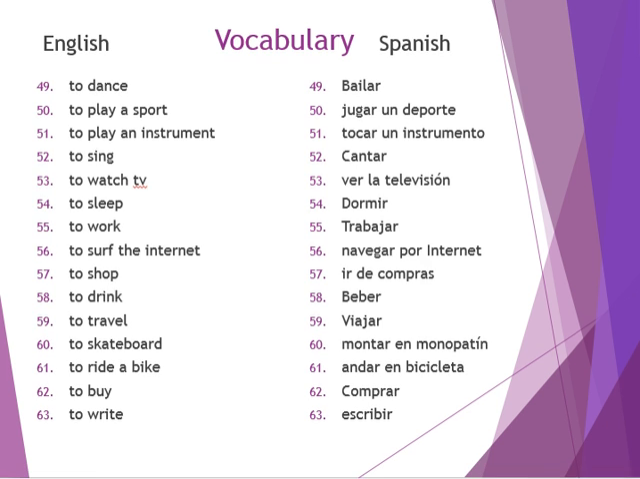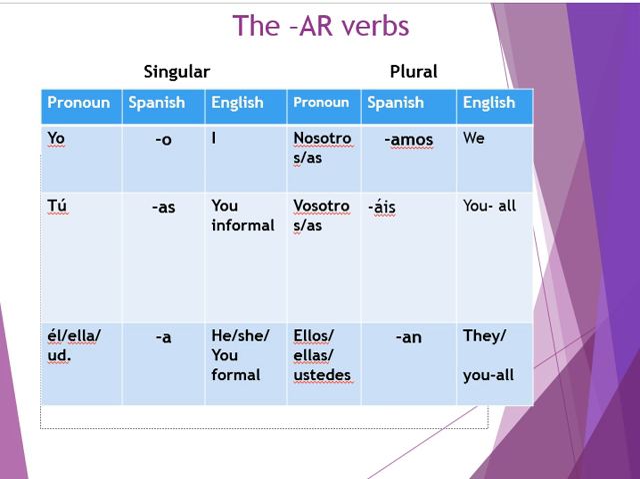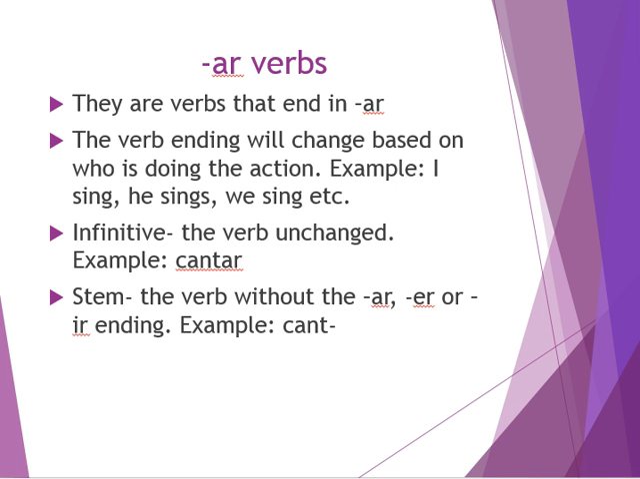Now I'm going to talk to you a little bit about some terminology that we're going to see within this unit that has to deal with verbs. So again, remember that AR verbs are simply Spanish verbs that end in AR. The verb ending is going to change based on who is doing the action. In English, an example would be I sing, he sings, we sing. But when we talk about AR verbs, based on the subject pronoun, yo, which is I, tú, which is you, and so forth, that we had learned in Unit 2, we're going to change the ending of the verb.